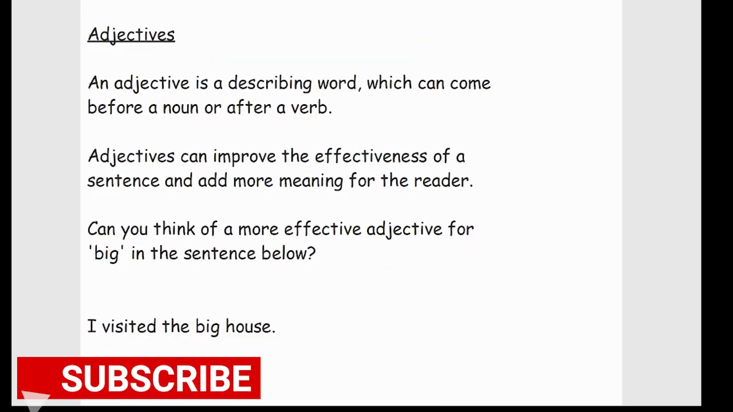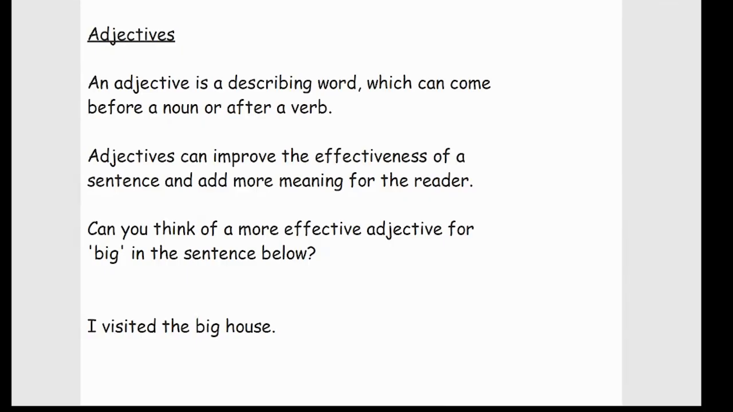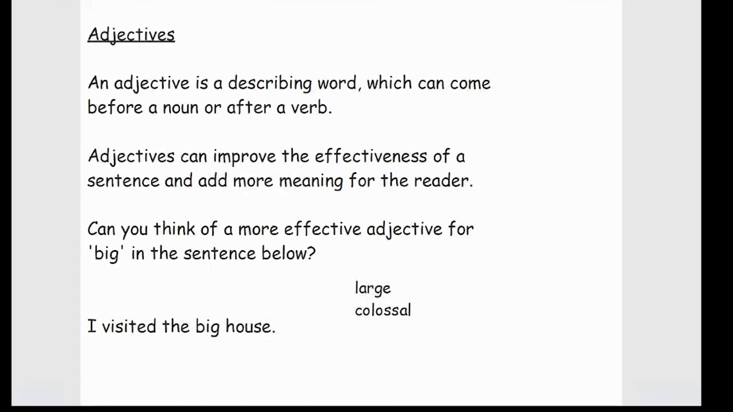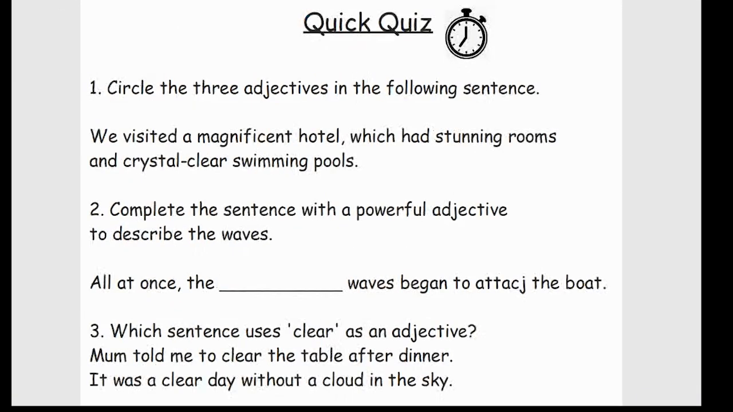Okay, adjectives. So an adjective is a describing word, and it can come before a noun or after a verb. Now, when we get children to think about their writing, we get them to use adjectives to make it more effective and add more meaning for the reader. So if we think of some more effective adjectives for big, we could think of large, for example, colossal, gigantic, things like that.